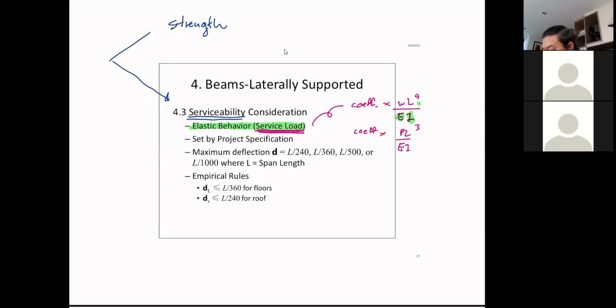And we may use this rule of thumb. If you consider the live load of your floor, the deflection due to live load alone should not exceed L over 360. And for a roof, the entire thing should not exceed L over 240. Okay, but remember that's empirical. Okay.